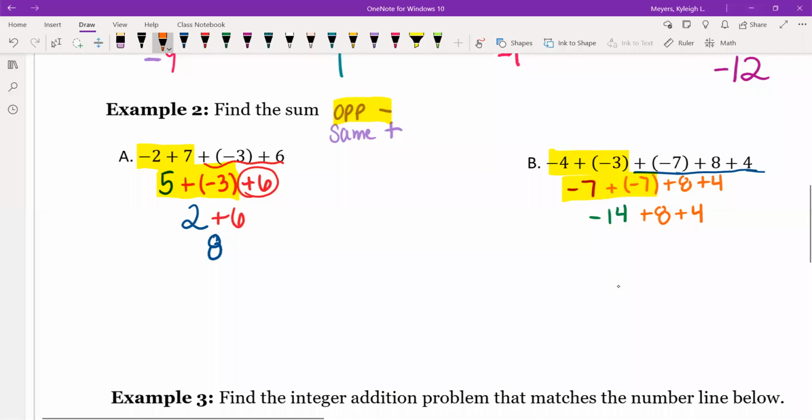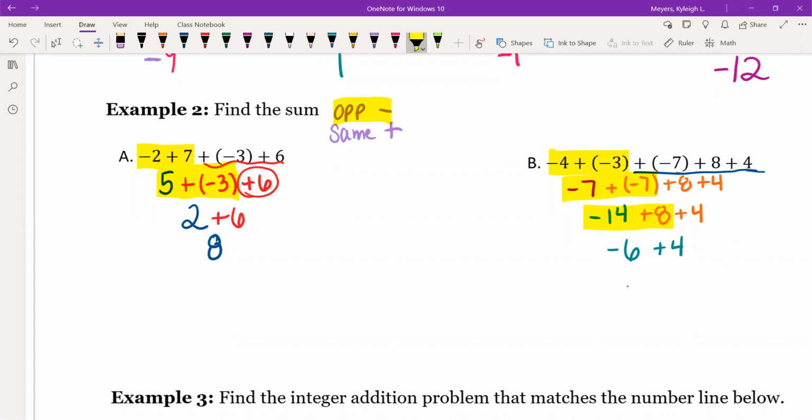All right, so hopefully then when you did -7 plus -7, they were the same signs, so you got -14. And then we brought down the rest, so we're looking now at just -14 plus 8, which we have opposite signs, so we subtract. 14 minus 8 is 6. Keep the sign of the bigger number, which is 14, so that was negative, so it's a -6.